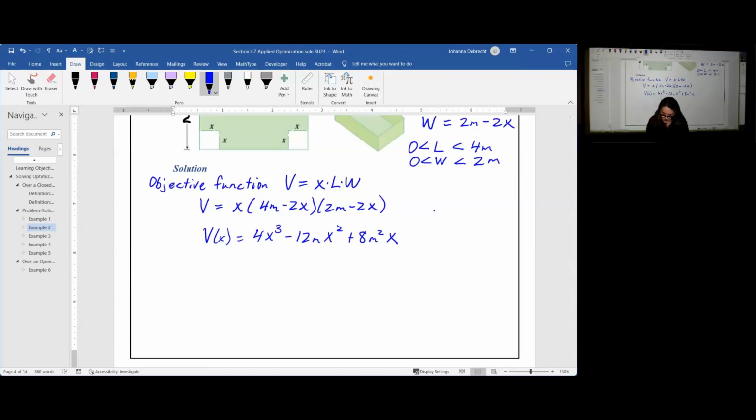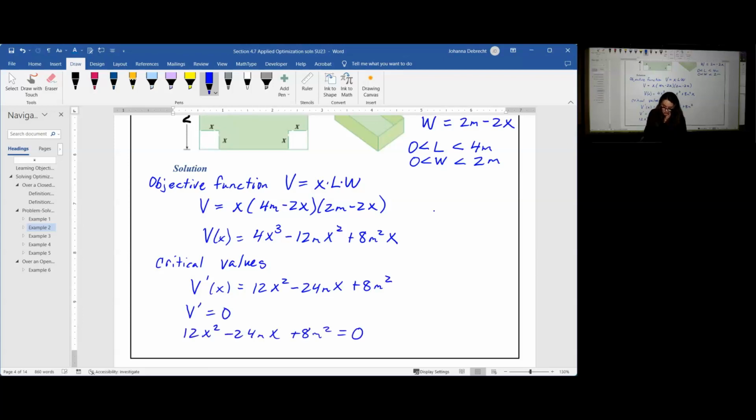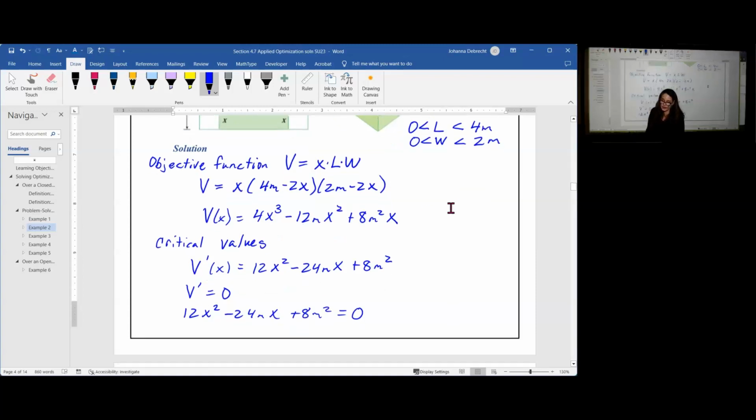To do that, we're going to look for critical values. So I take the derivative with respect to x to get 12x squared minus 24 meters x plus 8 meters squared. I set it equal to 0 and solve. The first thing to realize is that there's a common factor here of 4. You could divide everything by 4 to make solving this a simpler situation. Let's go ahead and do that now.